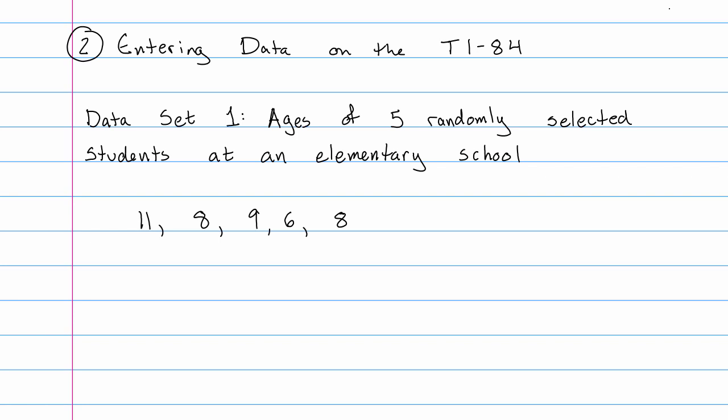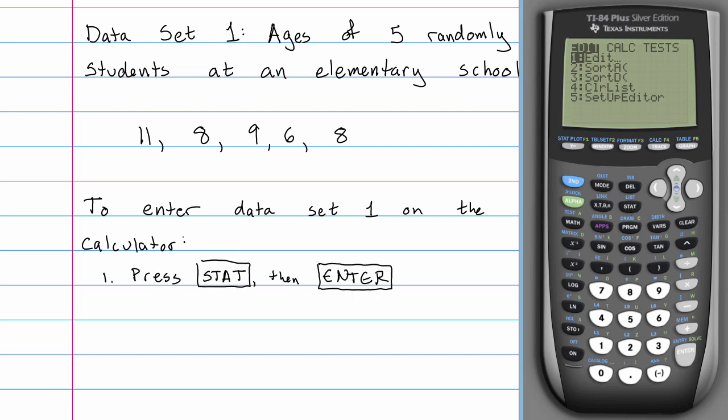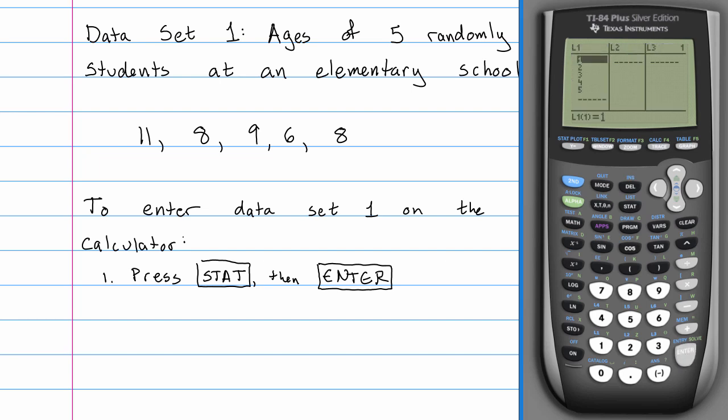Here's how we're going to enter this on the calculator. We are going to press the Stat key, which is right here. Then immediately hit Enter to choose Edit. Now, we see space for a bunch of data lists. I already have some data in one of my lists. I don't want that, so I'm going to get rid of it.